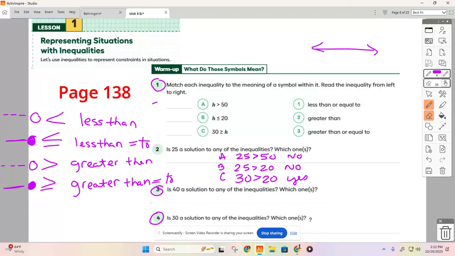Wait, but B is true. Oh, I'm sorry. I wrote the wrong symbol. My bad. This was a less than or equal to. That was my bad. Oh, alright. And that was greater than or equal to.